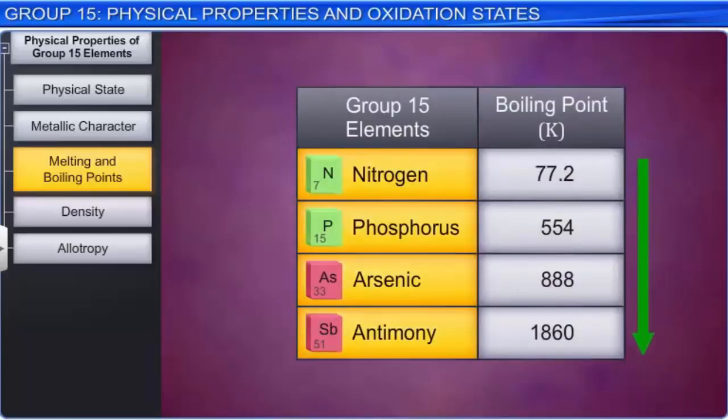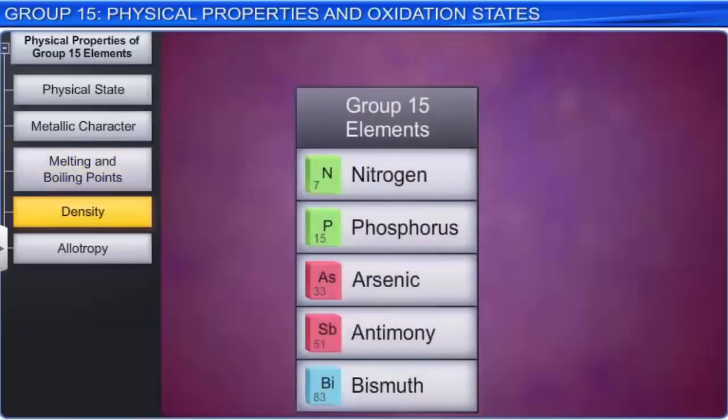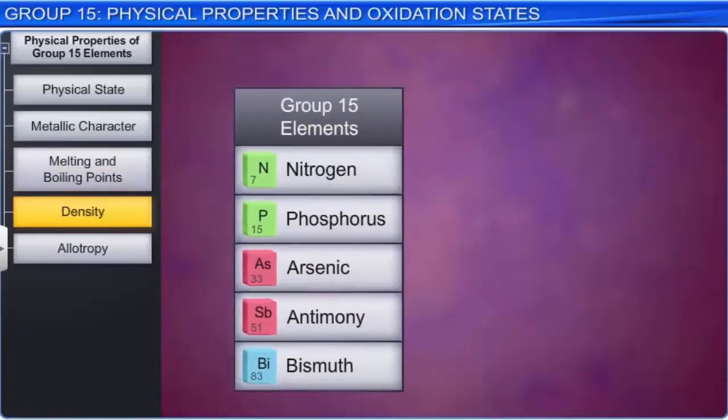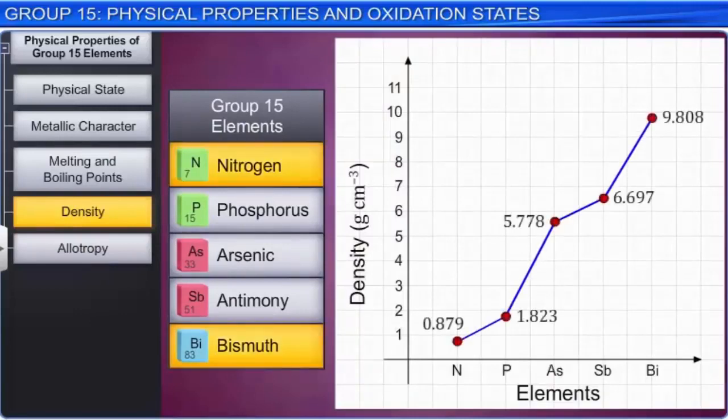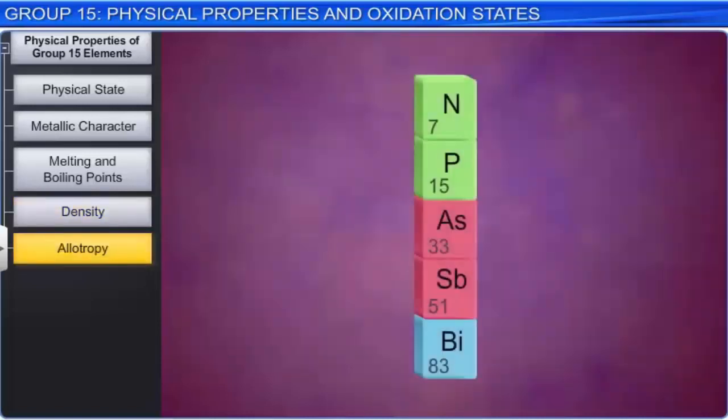Next, let's look at the trend in the density of group 15 elements. The density of these elements increases regularly from nitrogen to bismuth. Finally, let's look at allotropy. All the elements in group 15, except for bismuth, show allotropy.